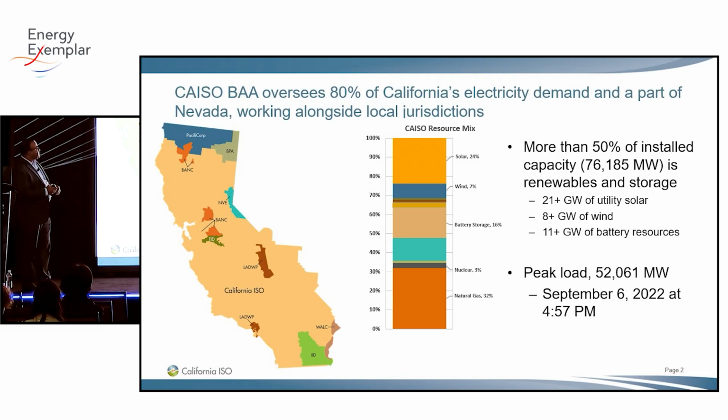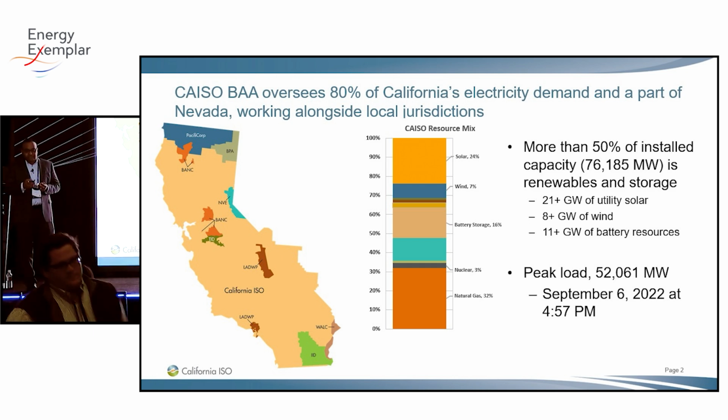Our resource mix is comprised predominantly of 32% natural gas. We have a couple of nuclear units, a lot of solar, wind, and battery storage resources. So more than 50% of our installed capacity is comprised of variable energy resources and energy storage combined. We have an observed peak load of 52,000 megawatts, seen in 2022.